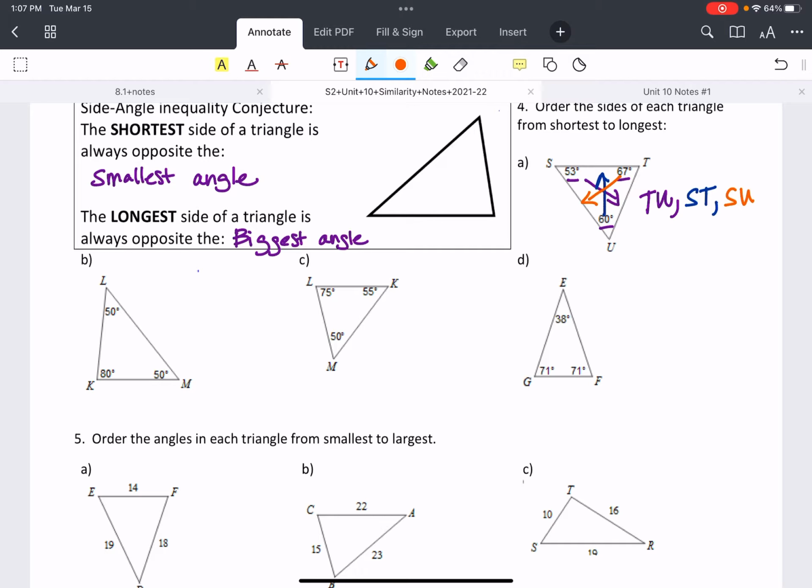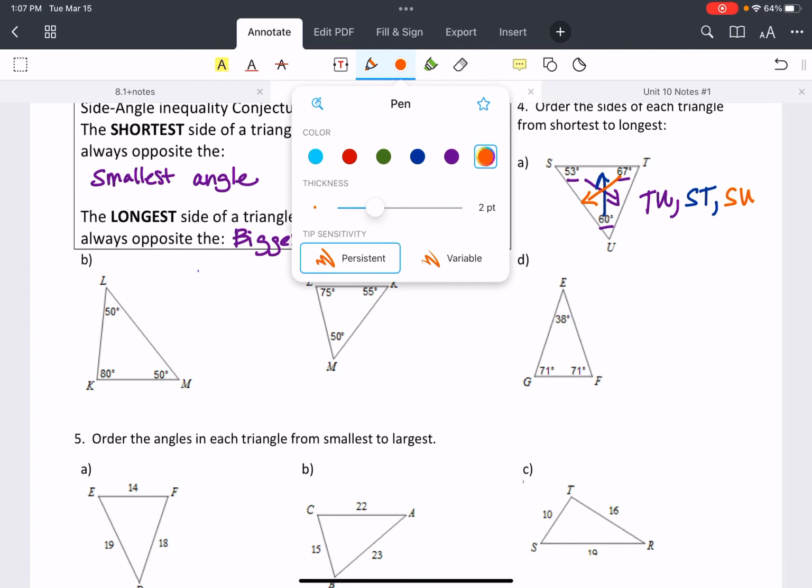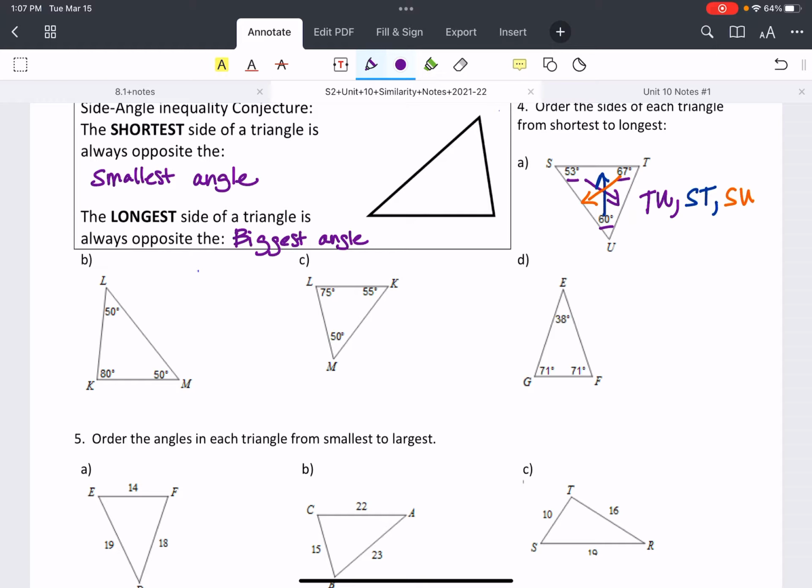We're going to skip and do C next. So in C, our smallest number is 50. Across from that is LK. Our next smallest angle is 55. Across from that is LM. And lastly, we have 75, and across from that is MK.